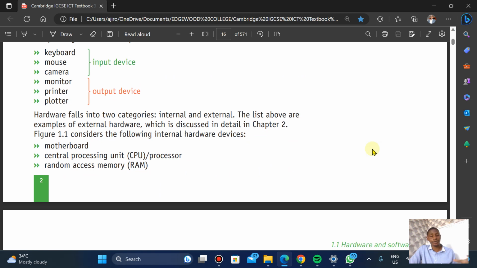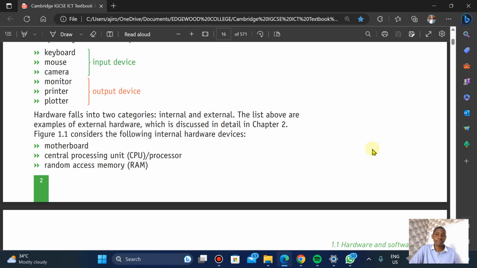Now, the hardware falls under two categories. We have the internal and then the external. Okay. Now, let's look at those internal hardwares, right? Internal hardwares are those components that are found inside the system unit. Remember, the system unit is like a casing, right? That houses all components of the computer system. Okay, so now let's look at those internal components.